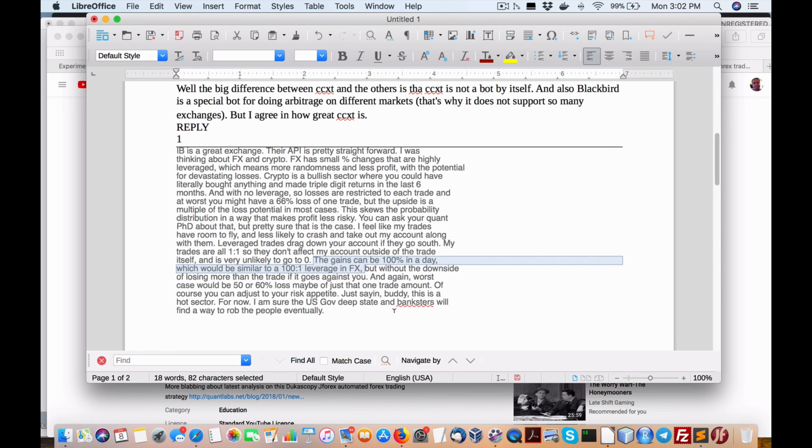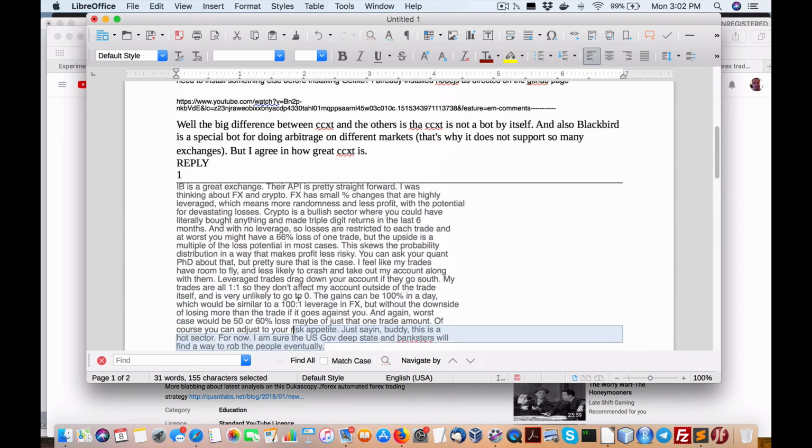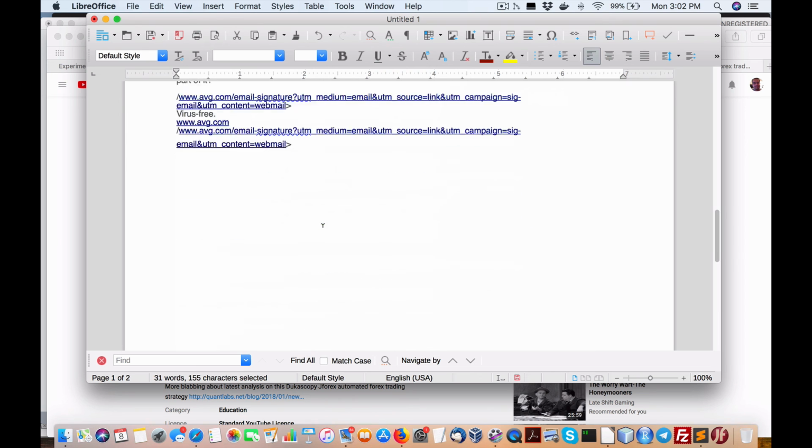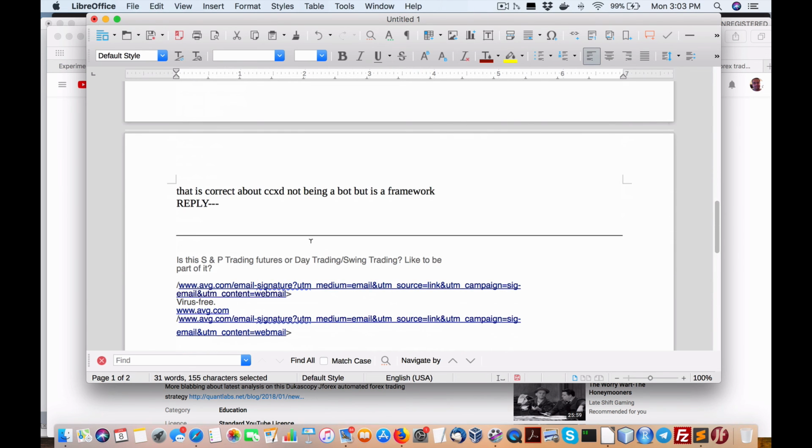I am sure the US government, deep state, and banksters will find a way to rob the people eventually. Yes, I think I said that earlier. Totally agree. But we don't know. Last year in 2017 may be an anomaly that, wow, you would be considered lucky to be part of.